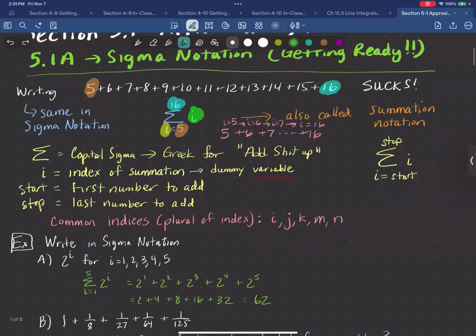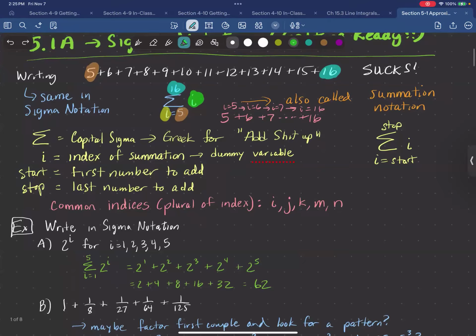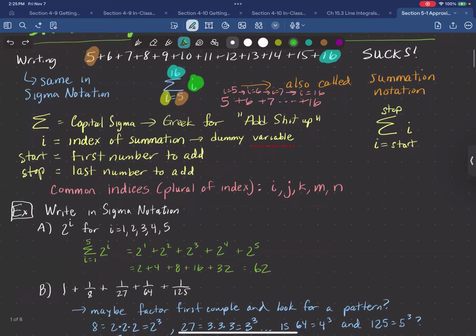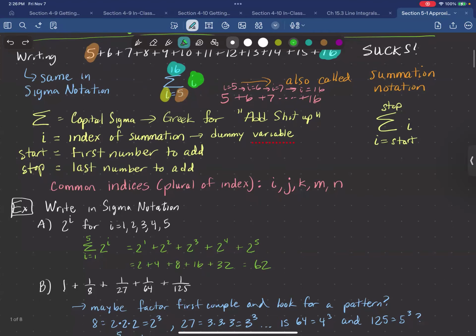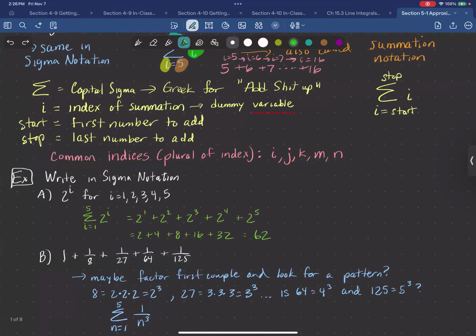Let's take a look at another one. How could I write this in sigma notation? Pause the video and think about that for a second. See if you can recognize a pattern. And if you can recognize a pattern, what can we do with it? All right, I'll assume you did. A good way to go about it is factor the first couple and see what that pattern might be. 8 is 2 cubed, 27 is 3 cubed, 64 is 4 cubed, 125 is 5 cubed. So this might be 1 over n cubed if we do n equals 1 to 5. Notice I used a different letter than I here.